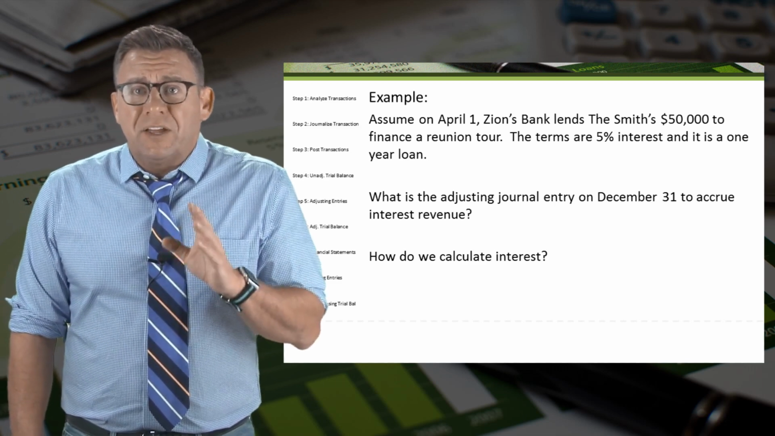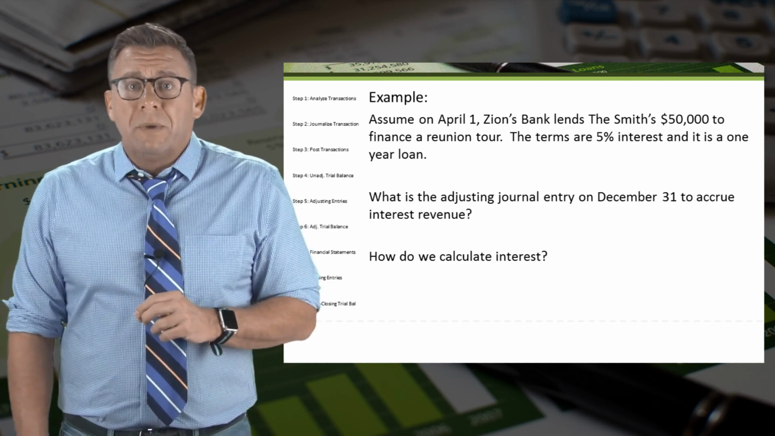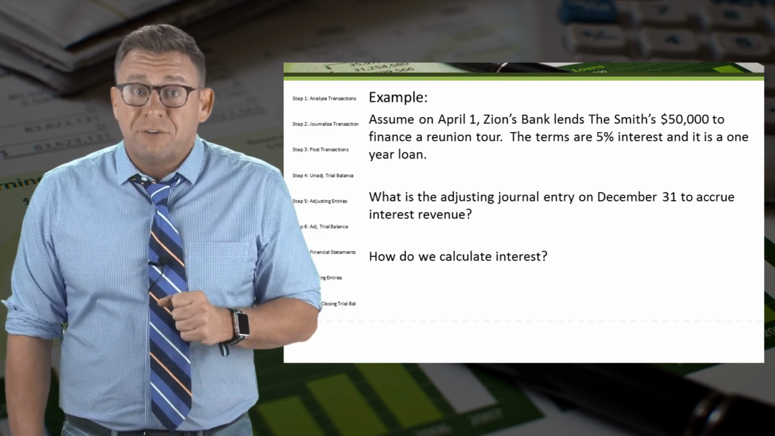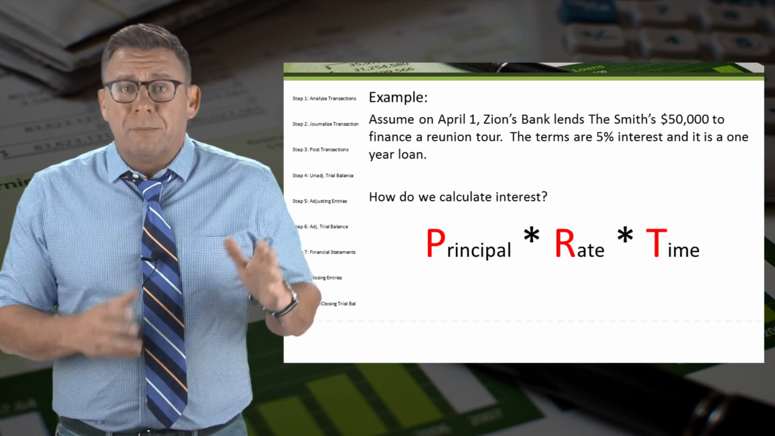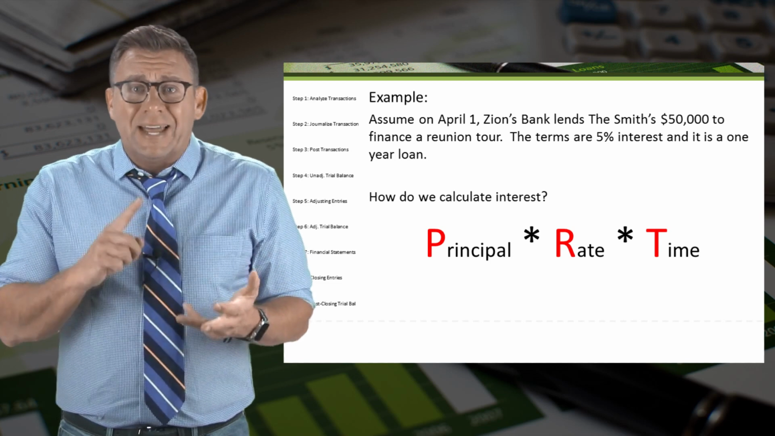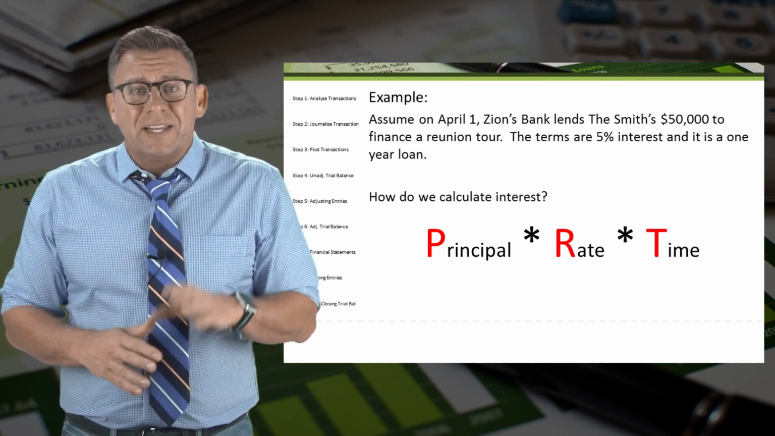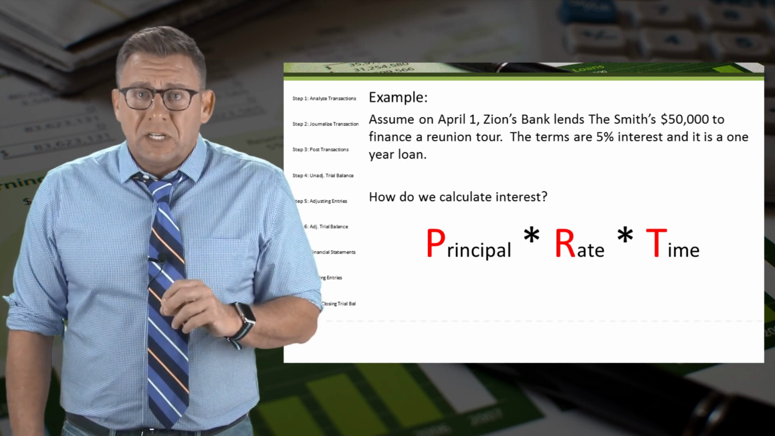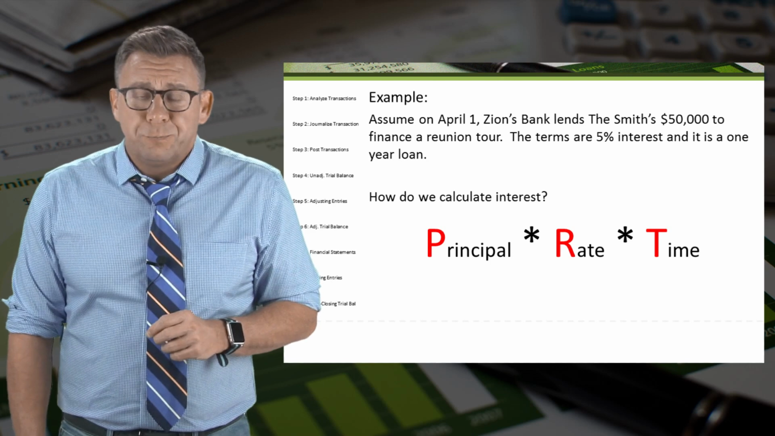But in order to make the adjusting journal entry to record the accrued interest revenue, we must first figure out how much interest they've earned. How do we calculate interest? I use the acronym PERT: principal times rate times time. Please note that the interest rate is always an annual rate, so we need to make sure that time is always in terms of 1 year.